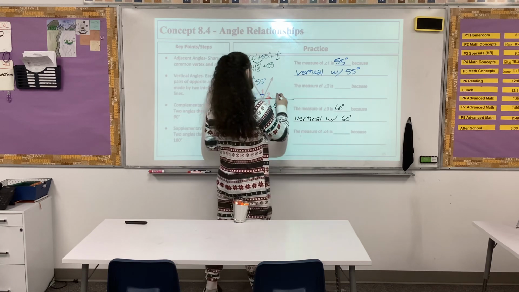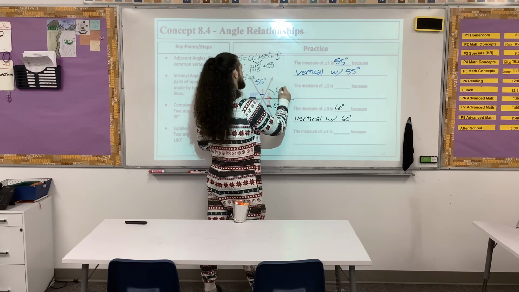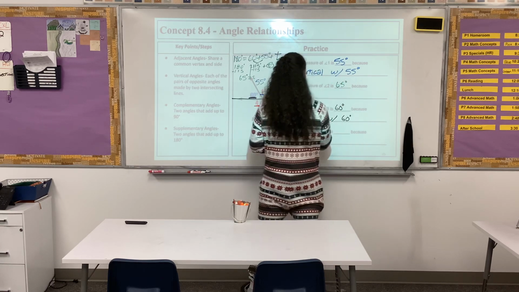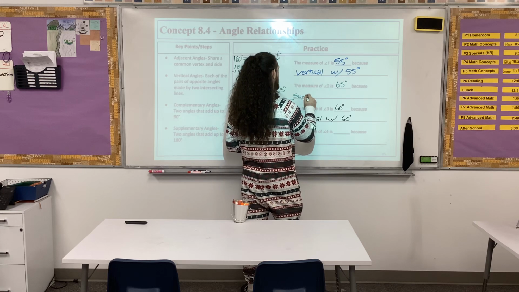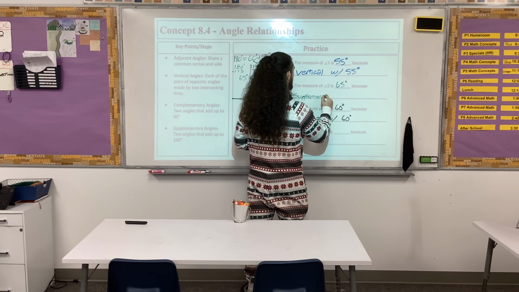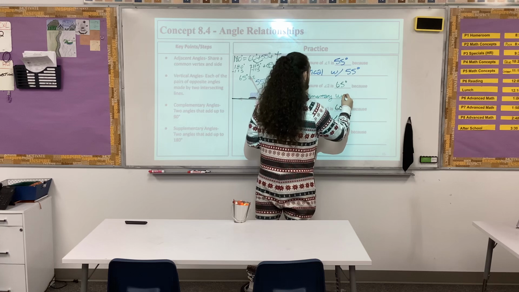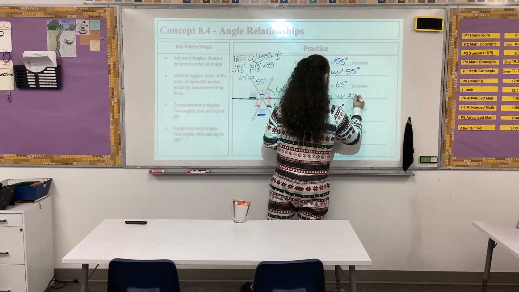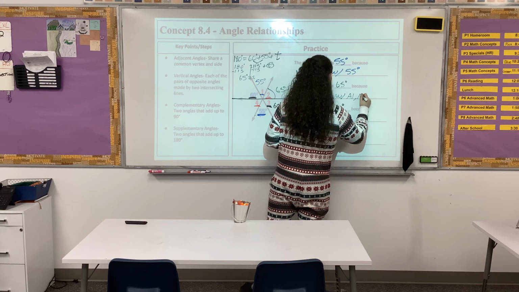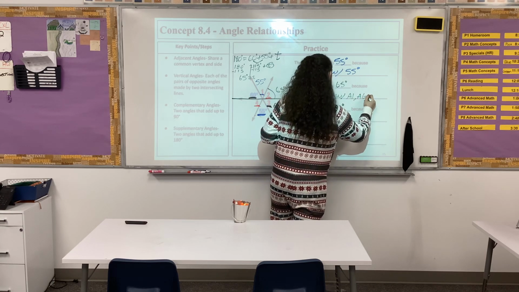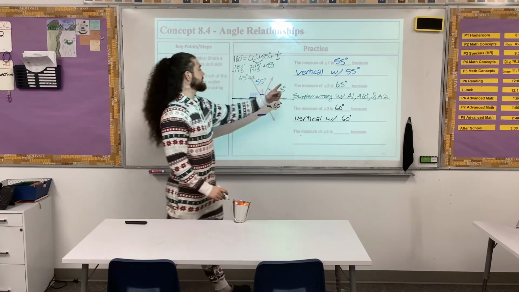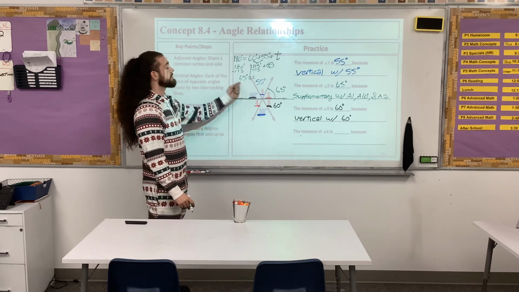So the measure of 2 is 65 degrees. The measure of angle 2 is 65 degrees because supplementary with angle 1, I'll say A1, angle 60 degrees, and angle 2. And then 180 minus 55 degrees and 60 degrees give me 65 left over.